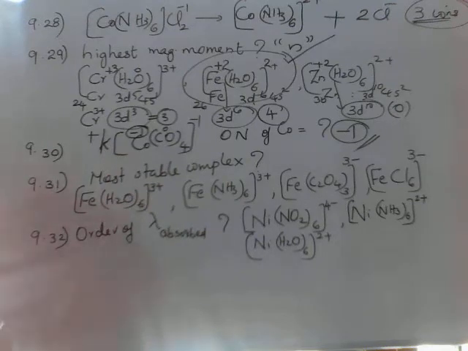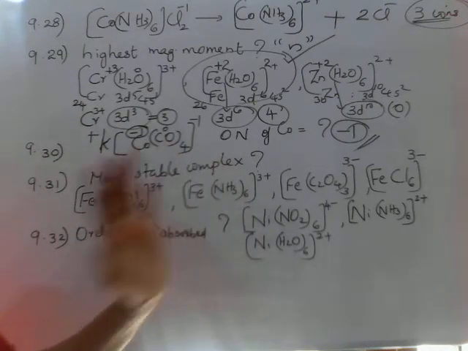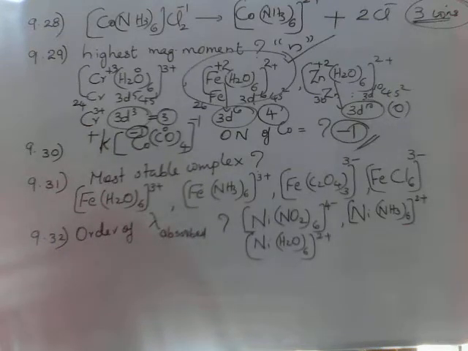Question number 31. The most stable complex among the following. 4 complexes are given. In all the complexes, the central metal atom is iron. The charge on the metal ion is also the same. Octahedral complexes.